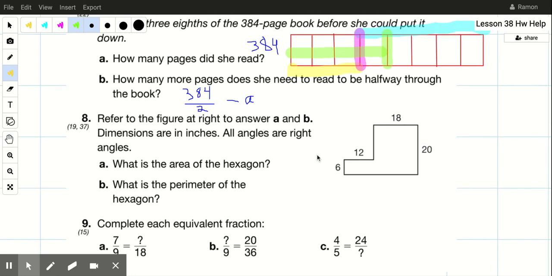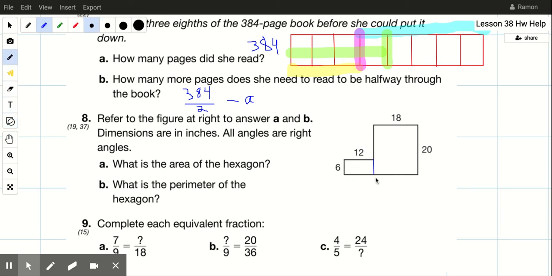For number 8, refer to the figure at the right to answer questions A and B. Dimensions are in inches, and all the angles are right angles, which means we can split them up into rectangles. Perfect. What is the area of the hexagon? To find that, we need to make our two rectangles, find the area of each, and then find the sum.